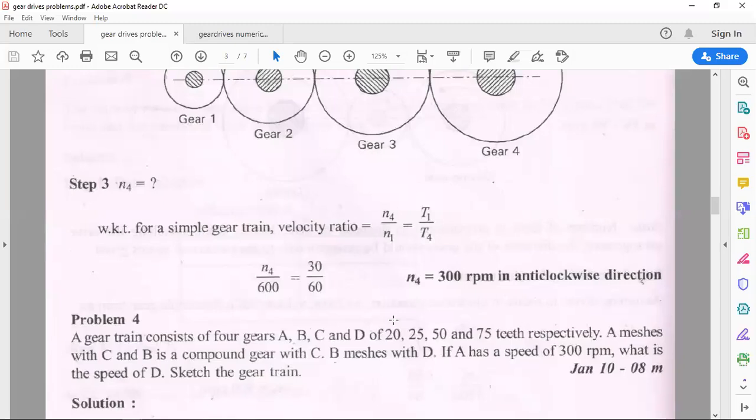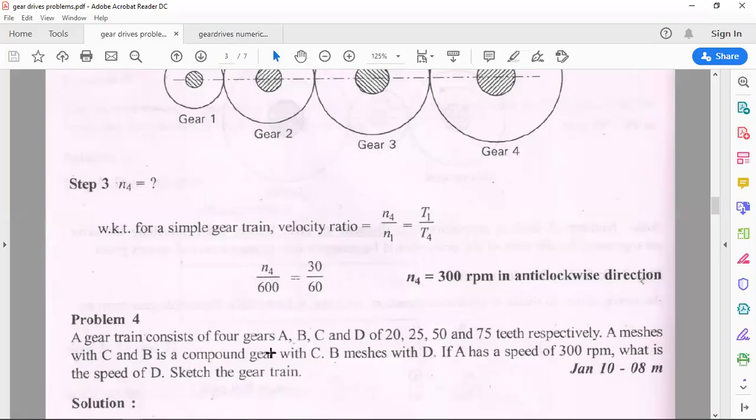What does it mean, compound gear with C? B and C are mounted on the same shaft. B is a compound gear with C in the sense that B and C will be mounted on the same shaft, which means B and C will be running at the same speed. And B meshes with D. Gear B meshes with gear D. So here he has mentioned that on one shaft there are 2 gears.